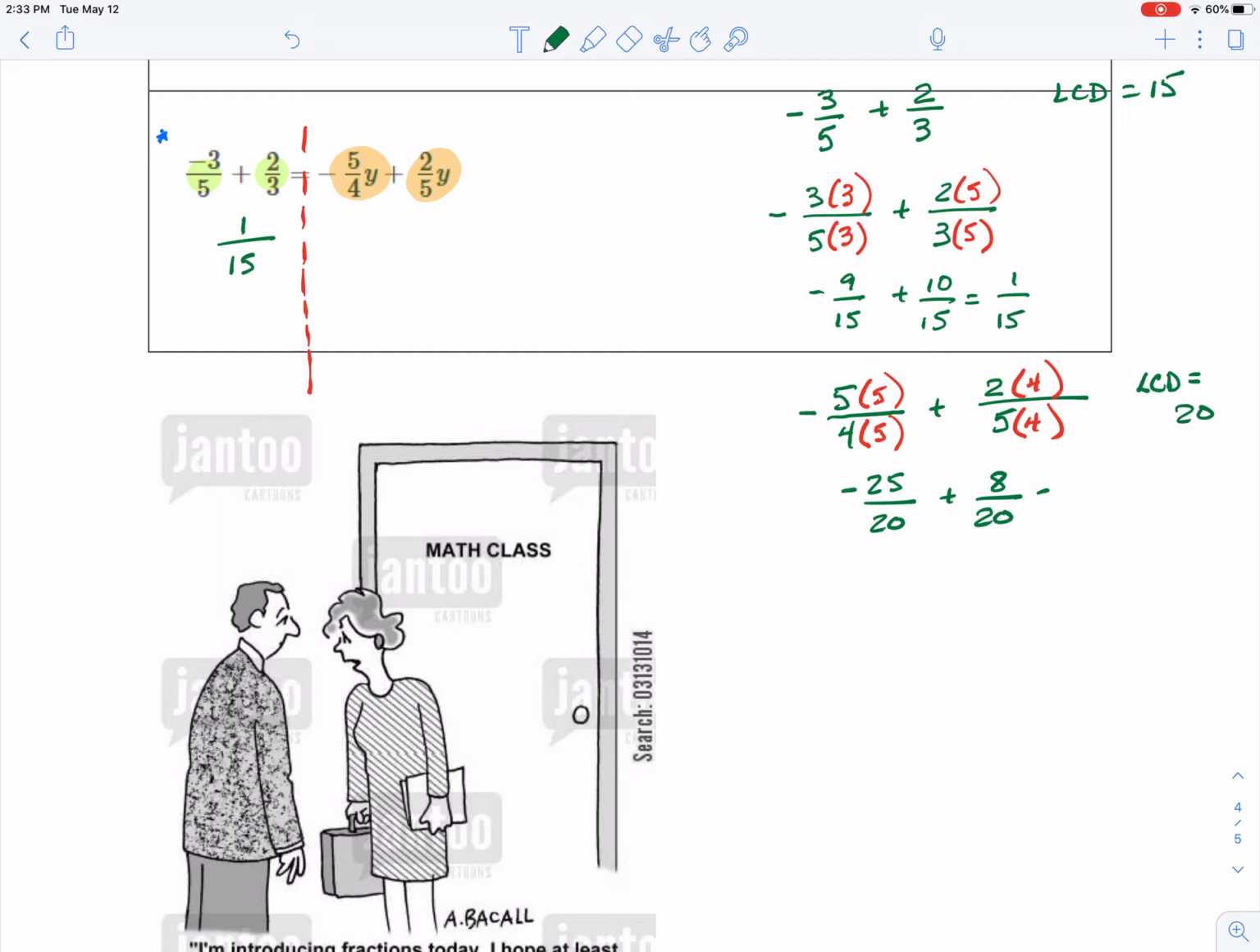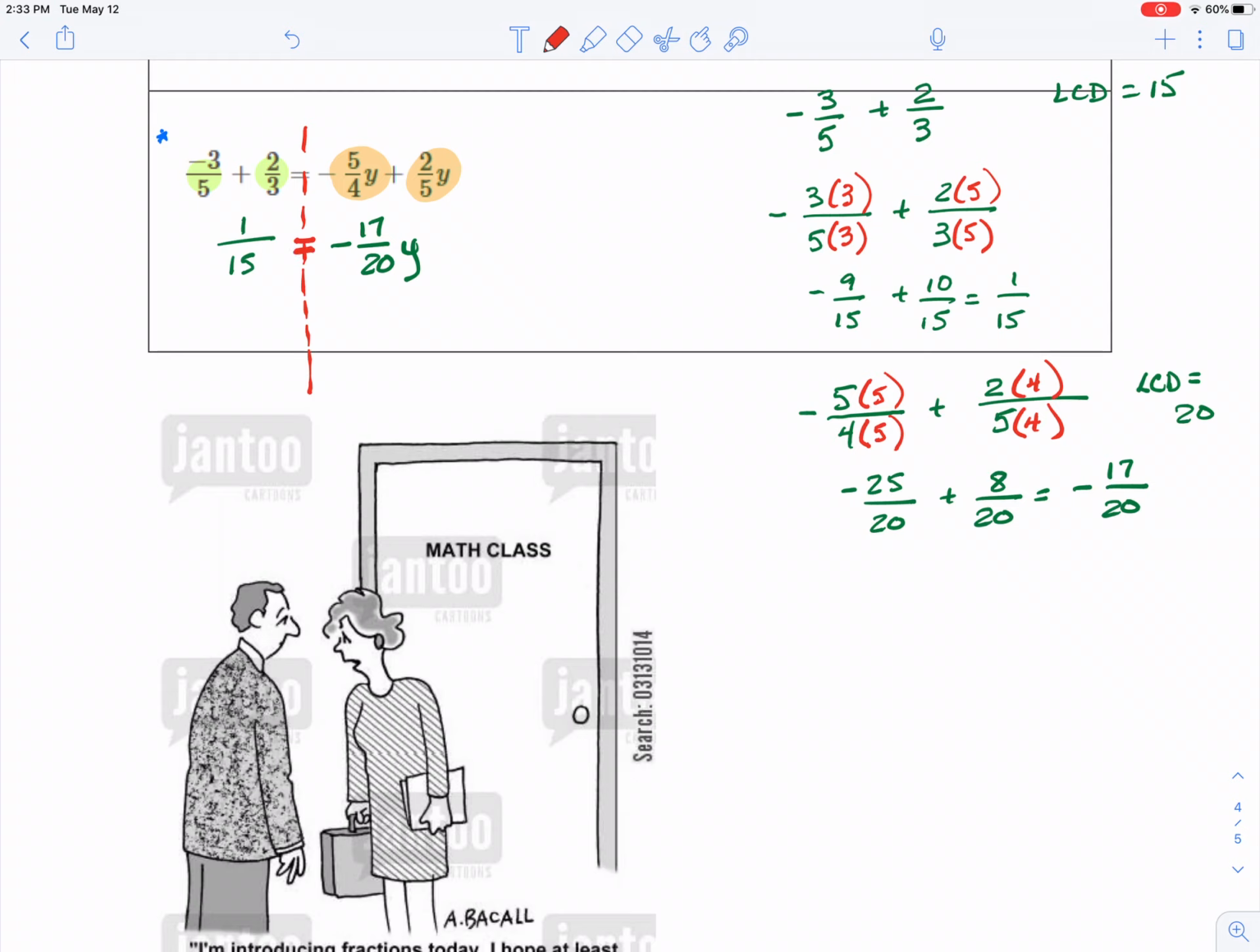So now they both have a common denominator. Looks like this is negative 17 over 20. I believe that's right. Let me check my arithmetic in my head. Yep. So this side, the two like terms combine to give me negative 17 over 20y. And then careful, right here in the center is the equals mark.